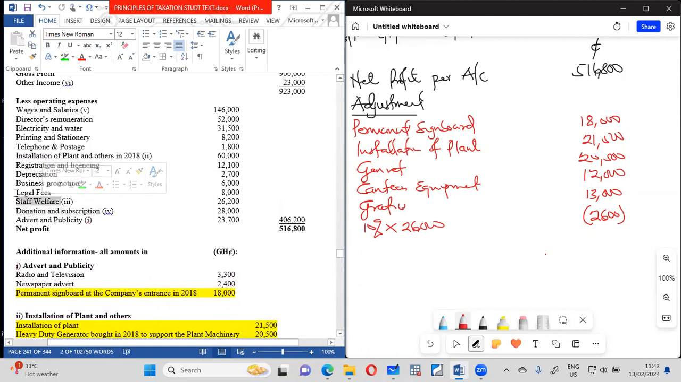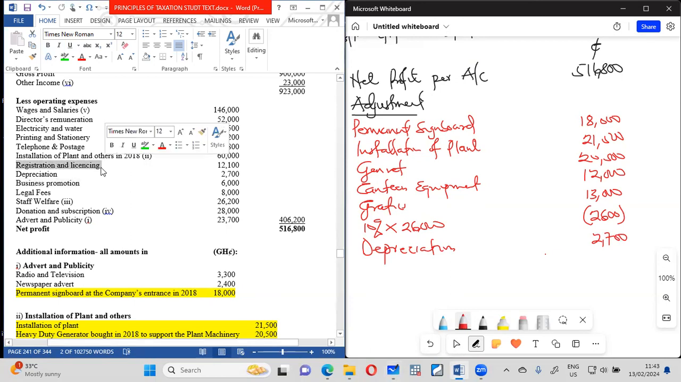Donation, staff welfare, we've seen it. Legal fees, yes. Business promotion, yes. Every business should do that too. Then depreciation, because in place of depreciation, you'll be giving capital allowance. So depreciation, you add back, which is 2,700. What else again? After depreciation, registration and licensing. Registration and licensing of what? If it's for the business, yes.